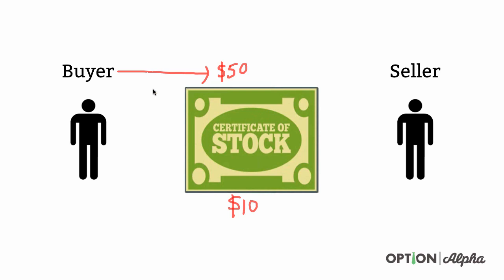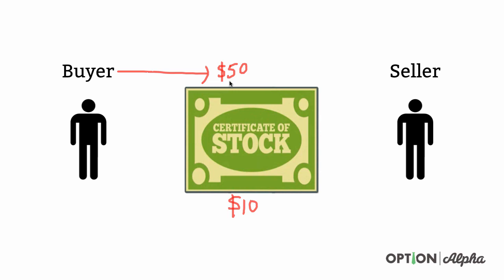Now, this buyer could go out there and they could buy the stock right now for $10. But what they want to do instead is make an agreement, an options contract between themselves and the seller that says, at some point in the future, I'd actually like to buy the stock for $50, okay?